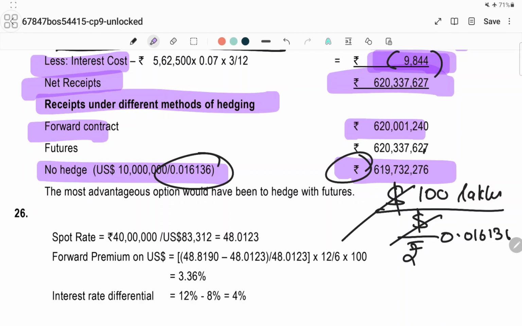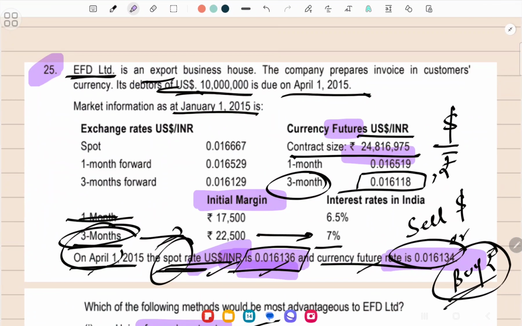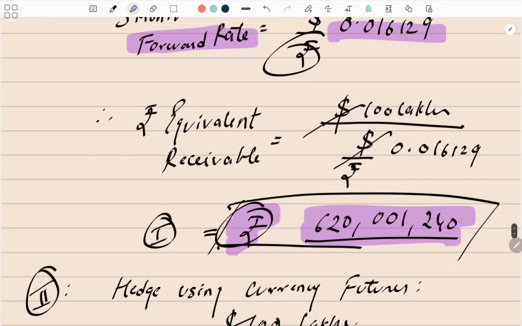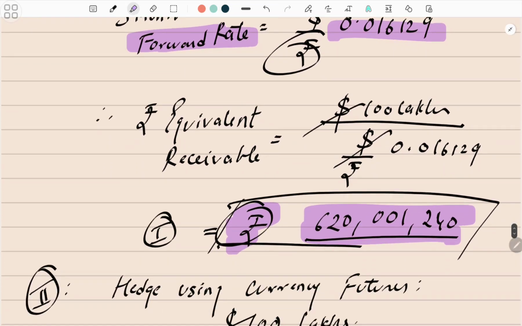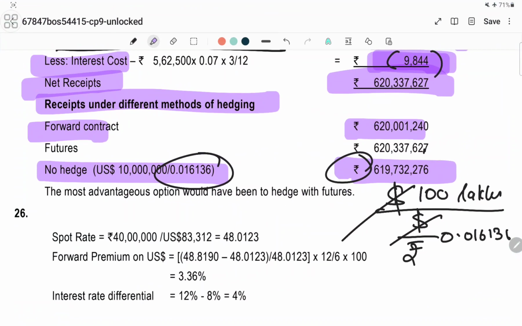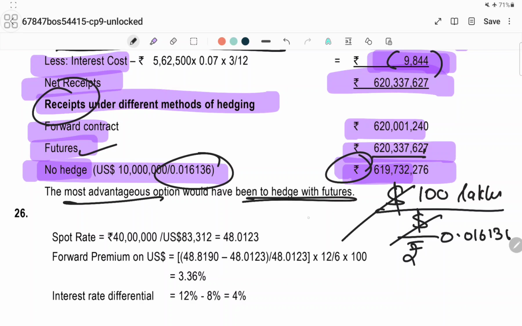So receipt under the different methods of hedging. Forward, see, we've calculated. Initially what we did was forward only, this 620,001 40. Correct? Future also we did just now, and no hedge also we did. Compare, and this is receipt, so higher the better, right? The higher receipt the better. So what will I take? This one, futures. The most advantageous option would be to hedge with the futures, correct?